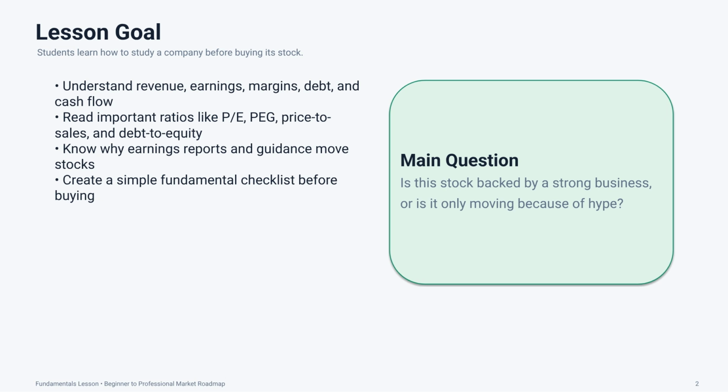Students will also learn important ratios like PE, PEG, price to sales, and debt to equity. These ratios help us compare the stock price to the company's real value and financial strength. Another important part of fundamentals is earnings reports and guidance. Earnings reports tell us how the company performed, and guidance tells us what the company expects in the future. This is why stocks often move sharply after earnings. By the end of this lesson, students should be able to create a simple checklist before buying a stock. The main question we always want to ask is: is this stock backed by a strong business, or is it only moving because of hype?